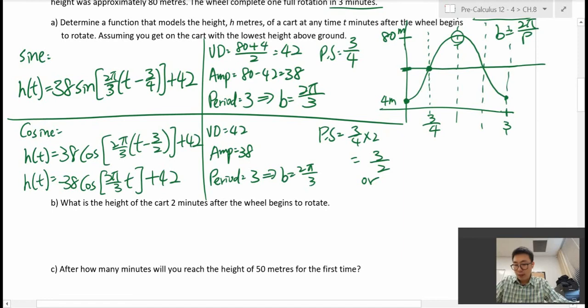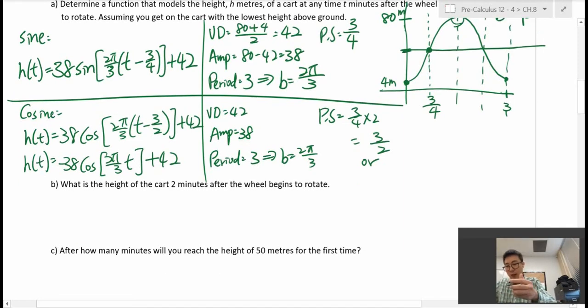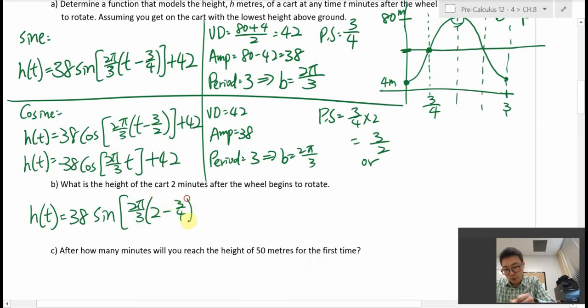Part B says, what is the height of the car 2 minutes after the wheel begins to rotate? This one's easy. I'm going to use the sine function to solve this. It doesn't really matter which one you use, because they all represent the same thing. I'm going to use the sine one here. So it's 2 pi over 3, 2 minutes after, so 2 minus 3/4. Remember, t is the time, plus 42.